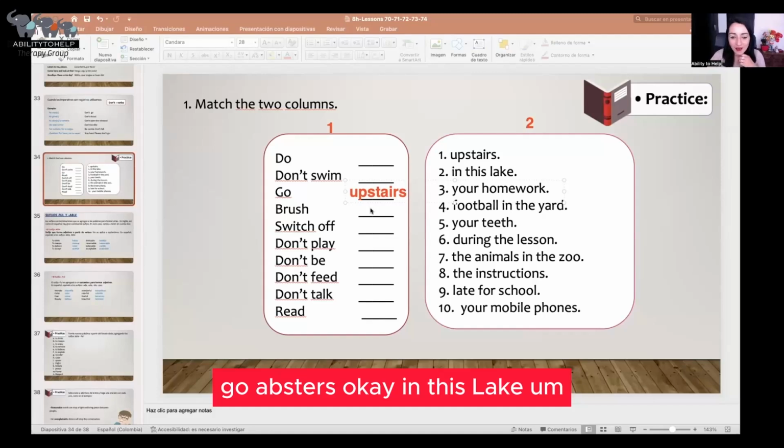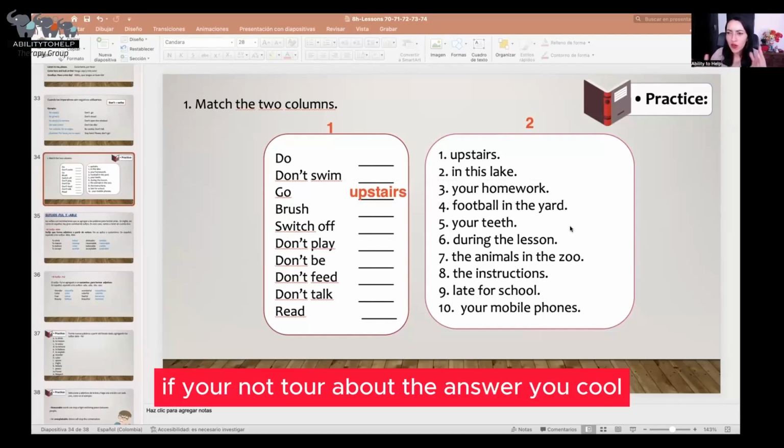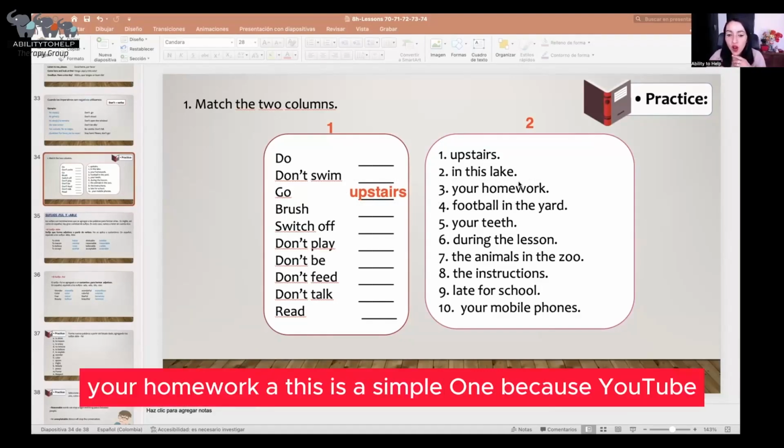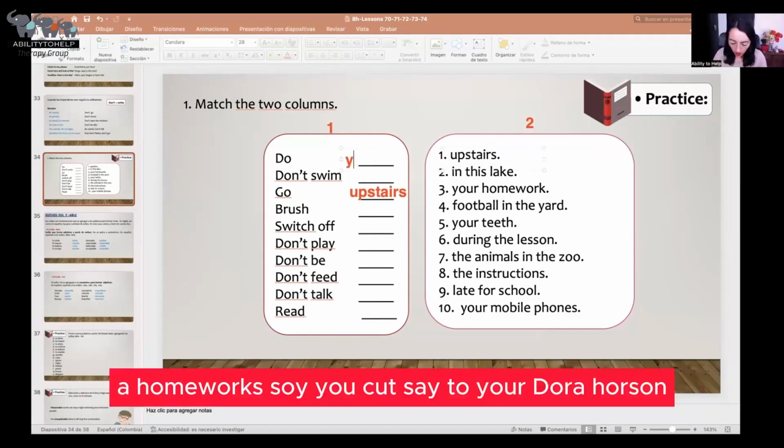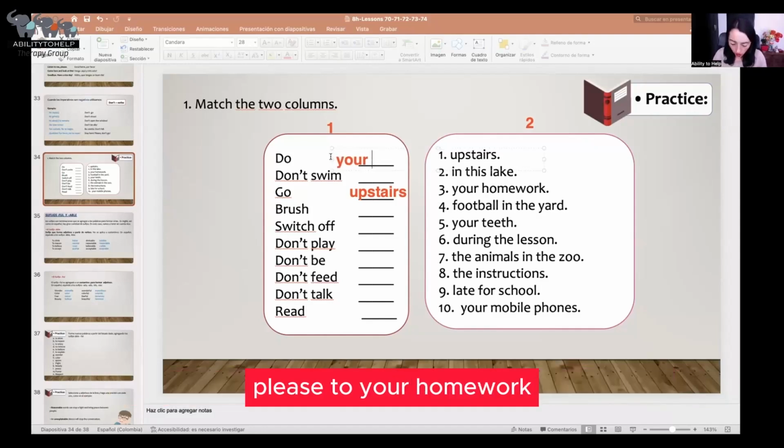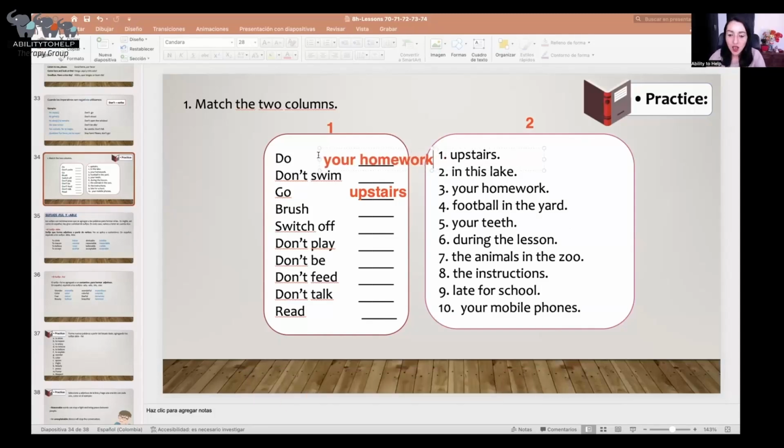In this lake, don't swim. Let's read another example. If you are not sure about the answer, you could read another one. Do your homework. This is a simple one because you do homework. You could say to your daughter or son, please do your homework. This is a command because you say, hey, please do your homework. It's for tomorrow. Don't forget it.